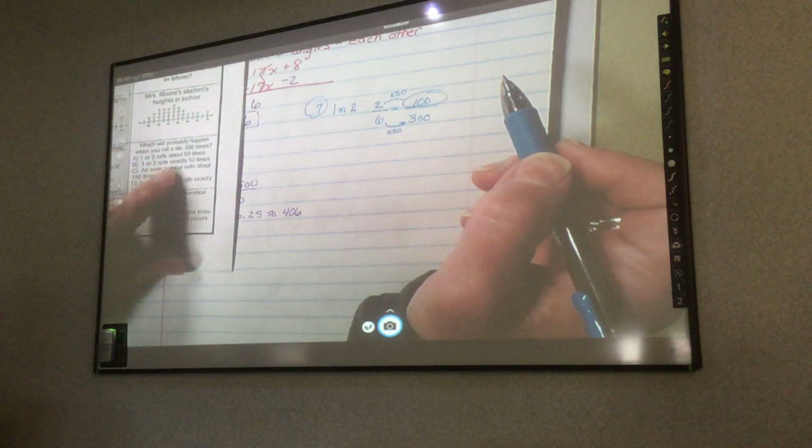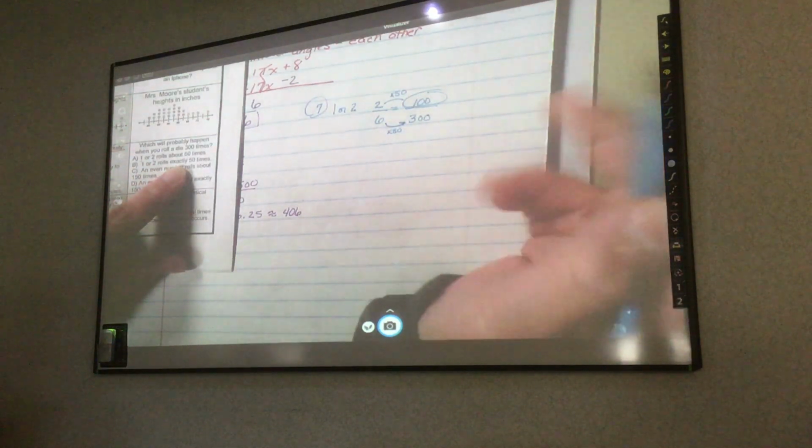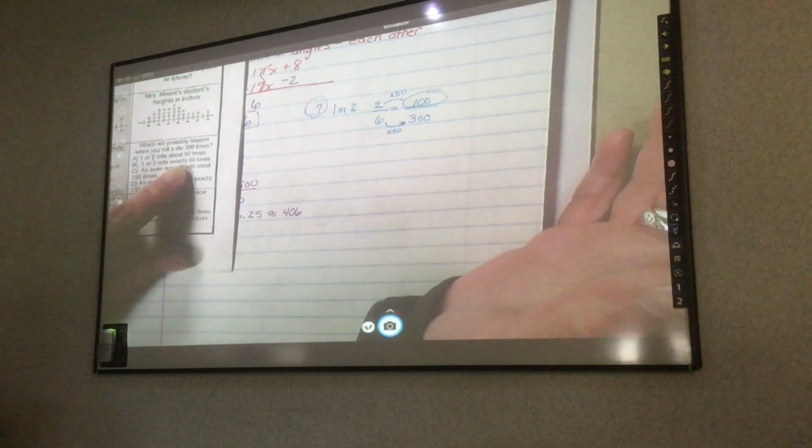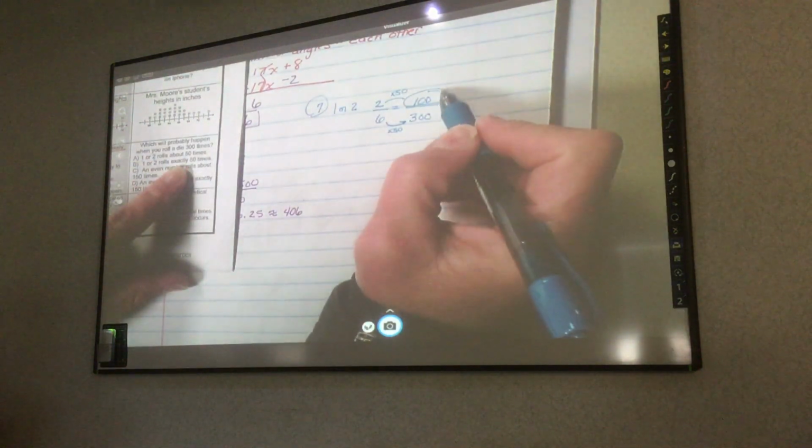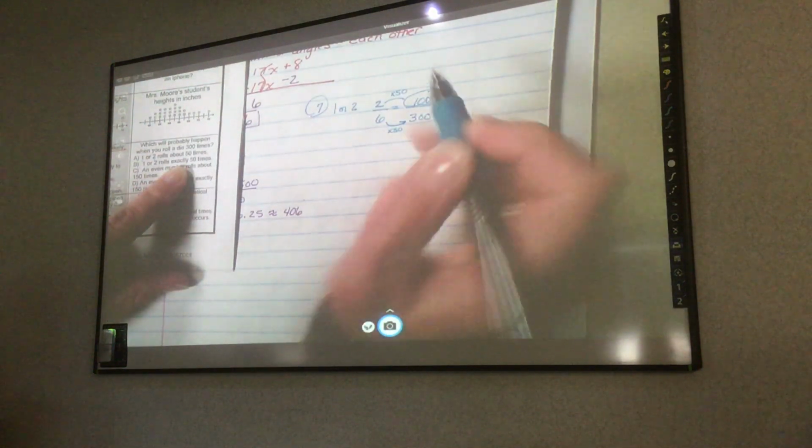A 1 or 2 rolls exactly 50 times. Can it roll exactly 50 times? No. Could it ever be exact? No. Probability is never going to be exact. And we would say it would be about 100 times.